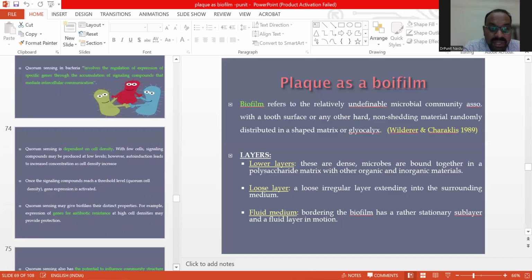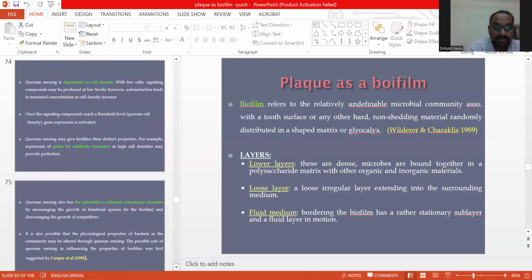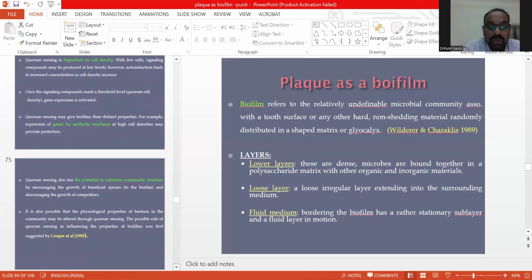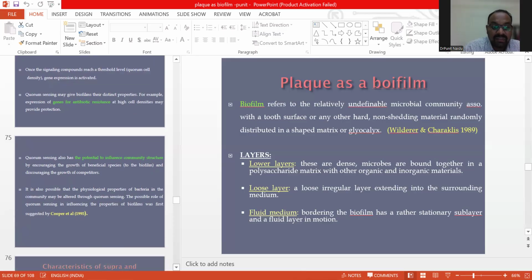So when this gene expression is activated, there is expression of genes for antibiotic resistance at high cell densities, which provide protection to the bacteria. And this also has the potential to influence community structure by encouraging the growth of beneficial species and discouraging the growth of competitors. It also plays an important role, as physiological properties of bacteria and community are altered through quorum sensing. And the possible role of quorum sensing in influencing the properties of biofilm was first explained by Cooper et al. in 1995.